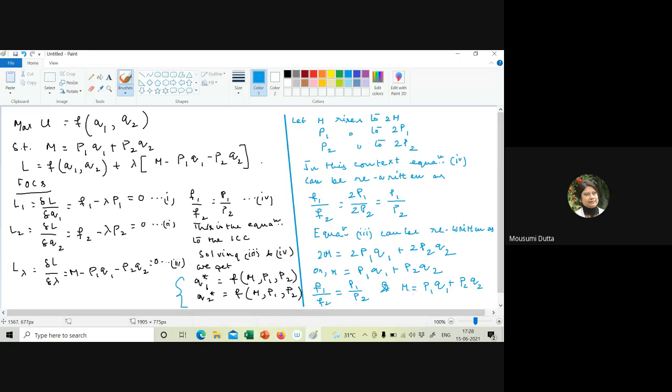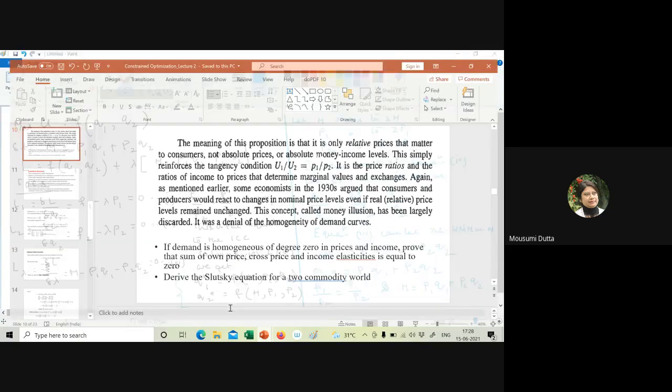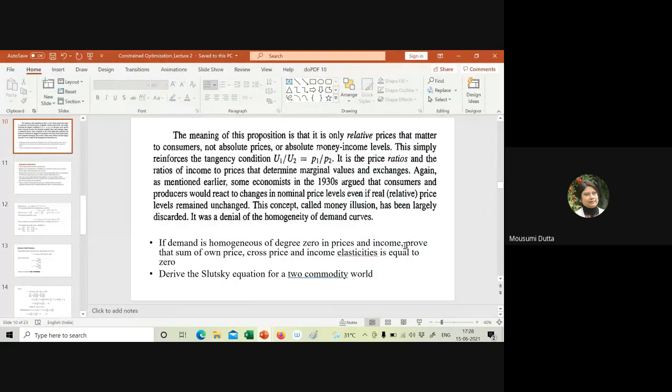So is it okay? Is there any question? Once we understand this part, then we solve for this exercise. If demand is homogeneous of degree 0 in prices and income, prove that sum of own price, cross price, and income elasticities is equal to 0. So first, using the Lagrangian expression, we derive the demand. Then we show that demand is homogeneous of degree 0. Then we show that sum of these elasticities is equal to 0. Is it okay to all of you? Any question?